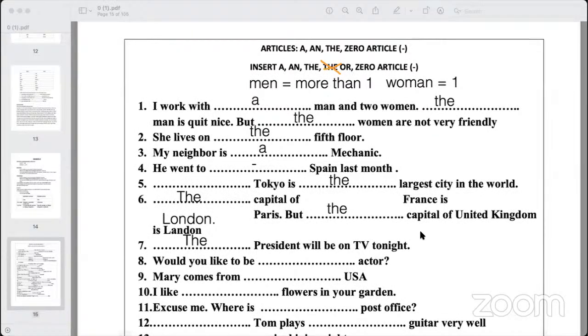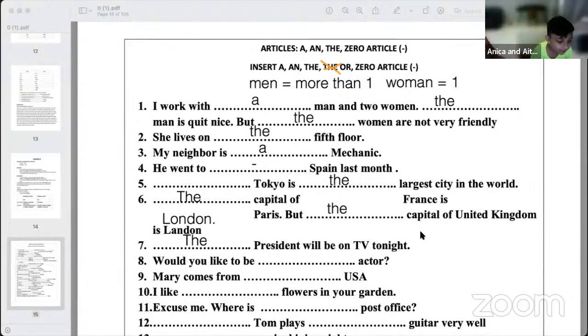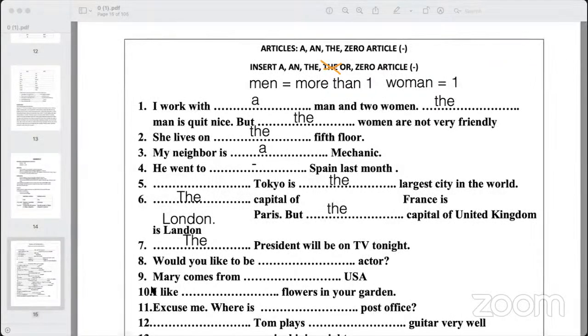Would you like to be an actor? Let's have your brother have a go. Let's let him have a go. Aitan, have a go. No. Number 8. Try and make sure you unmute.